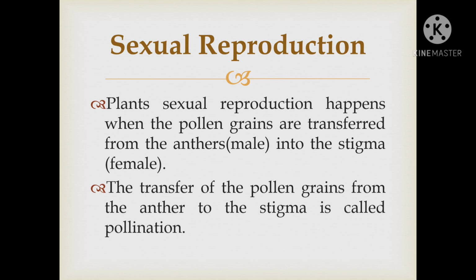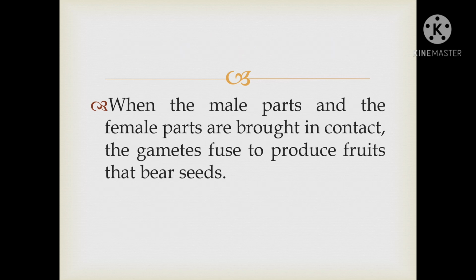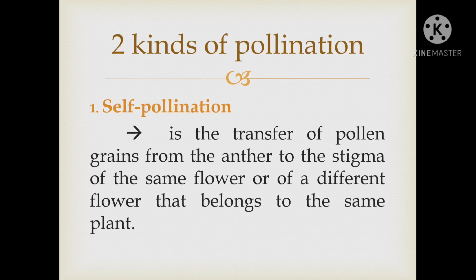Plant sexual reproduction happens when the pollen grains are transferred from the anthers or the male into the stigma or the female. The transfer of the pollen grains from the anther to the stigma is called pollination. When the male parts and the female parts are brought in contact, the gametes fuse to produce fruits that bear seeds. There are two kinds of pollination.